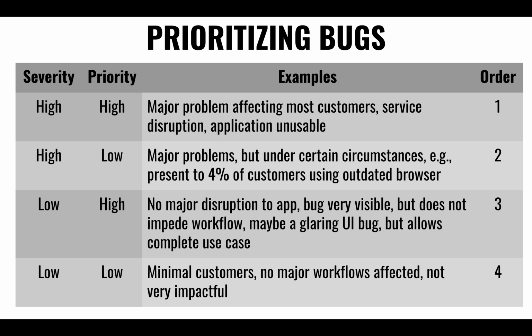Or high severity but low priority. It's a major problem, but under certain circumstances, it's present only for 4% of the customers, right? Maybe having an outdated browser. They can't work, but 96% of the folks can work. So yes, it's very important, but it's not affecting everybody. It's affecting a smaller size of folks. That certainly will get attention, but it's not as important as something that would affect everyone.